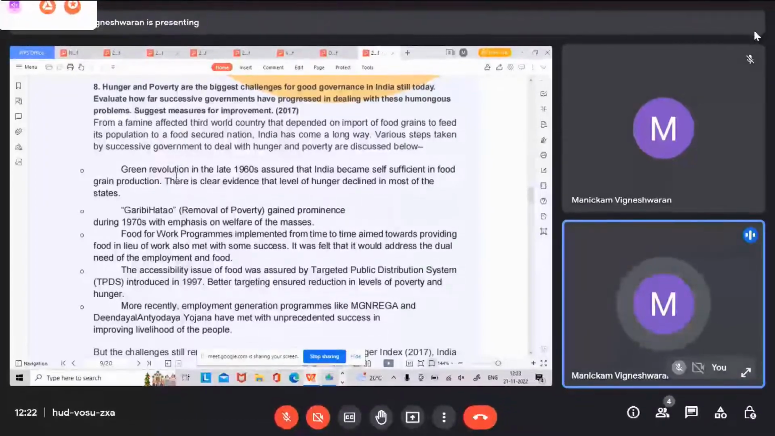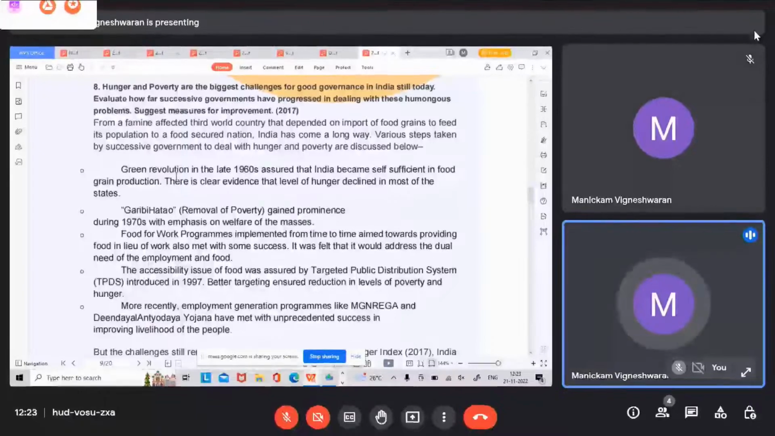hunger. The Green Revolution in the 1960s ensured that India became self-sufficient in food grain production. There is clear evidence that the level of hunger declined in most of the states. The Garibi Hatao program, removal of poverty, gained prominence during the 1970s with the emphasis on the welfare of the masses by the Indira Gandhi regime, government of Union of India. Food for work programs implemented from time to time, aimed at providing food in lieu of work, also met with some successes. It was felt that it would address the dual need of employment and food.